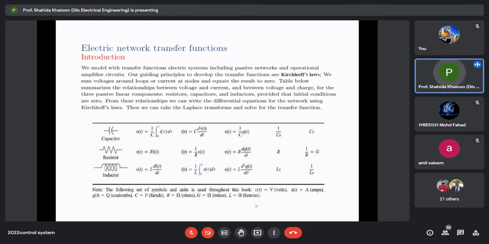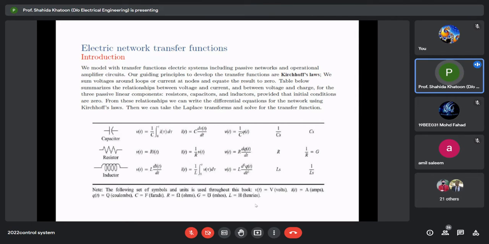The principle which we use to derive the transfer function is Kirchhoff's laws, and we sum voltages around the loops and currents at the nodes and equate the result to 0. This table summarizes the relationship between voltage and current and between voltage and charge for the three passive linear components, that is resistor, capacitor and inductor, provided that the initial conditions are 0. Okay, so you can write this table in your notebook. Copy this table.